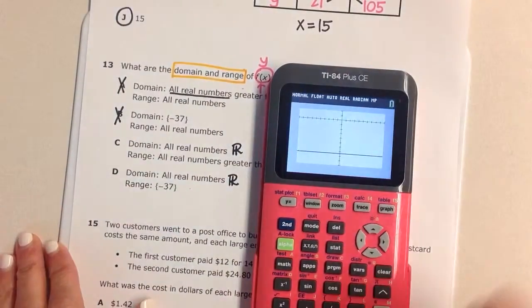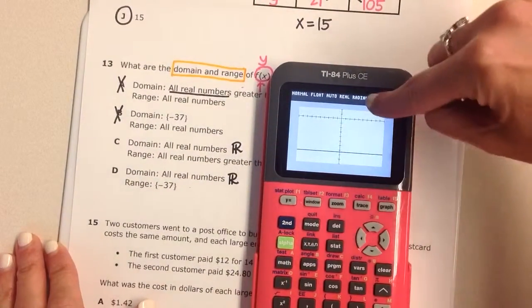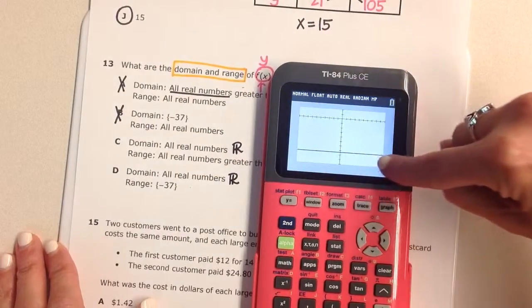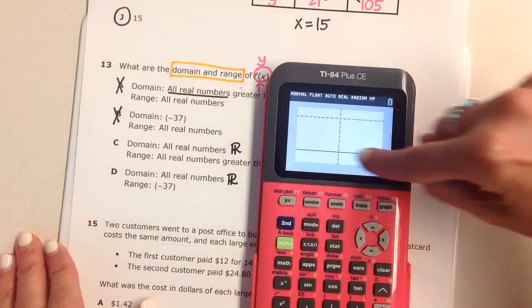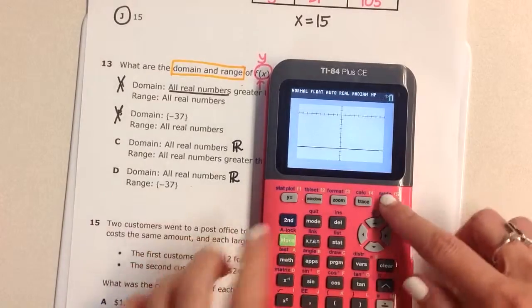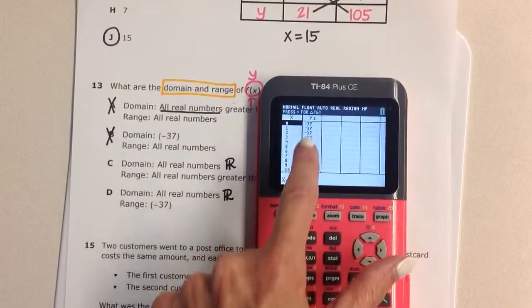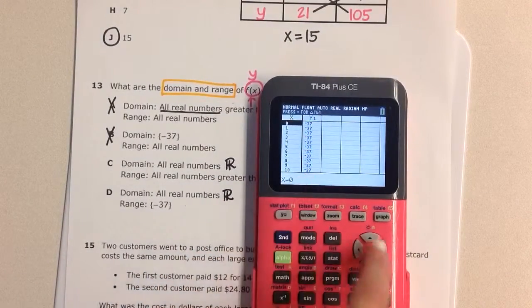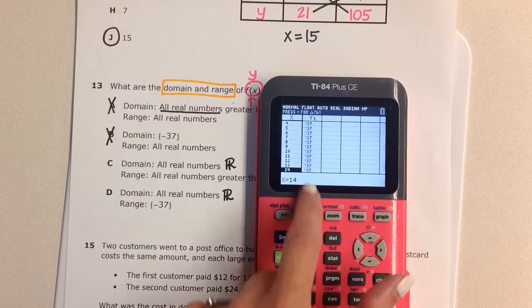But if I look at my calculator, my line isn't going up. It's just staying at one flat line. So I'm going to go to my table and see what I see. And what do you notice when you look at all of your y values? They're not increasing or decreasing. If I keep going up, look what my y value stays.